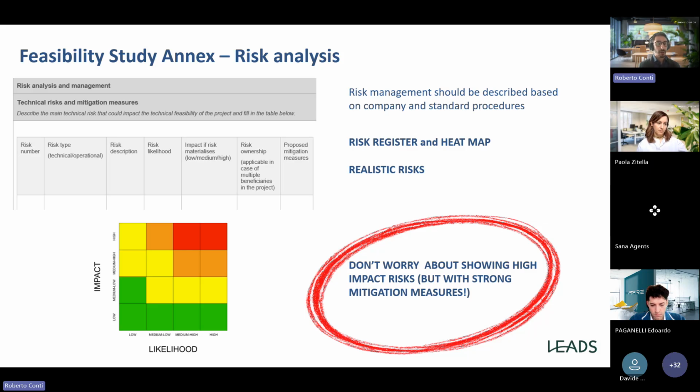It's not a problem to demonstrate, to be honest, and to say, look, my project has a high impact risk. The important thing is, if you have a high impact risk, you should have a strong mitigation measure. If you describe that you know that you have a strong risk, but you already identified a strong mitigation measure, you're okay.